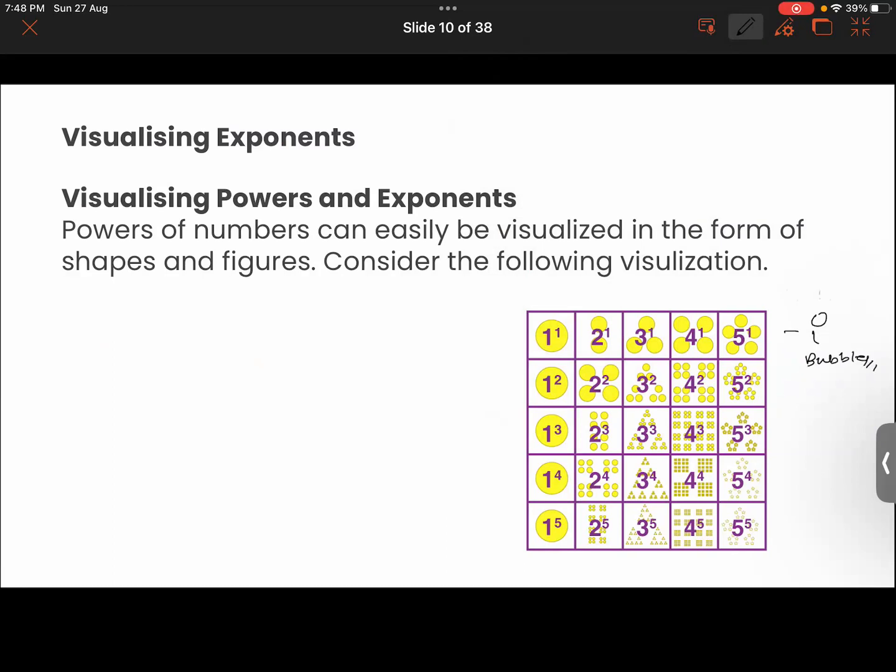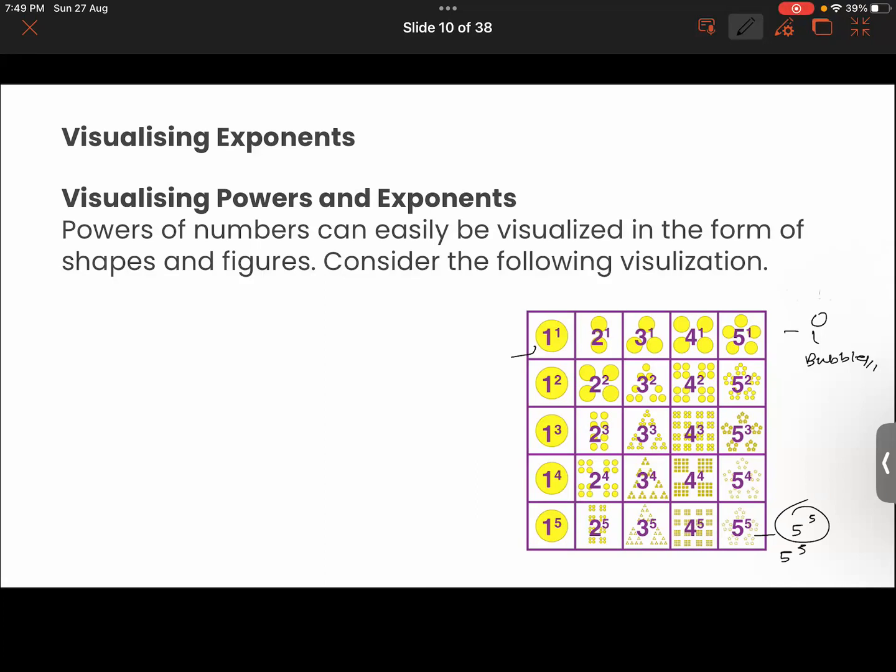It is quite easy to see 1 bubble, 2 bubbles, 3, 4 or 5 right now. But if you were to increase the number of bubbles, like 5 raised to the power of 5, it becomes difficult. We can't count them easily. That's why we can simply represent it as 5 raised to the 5.